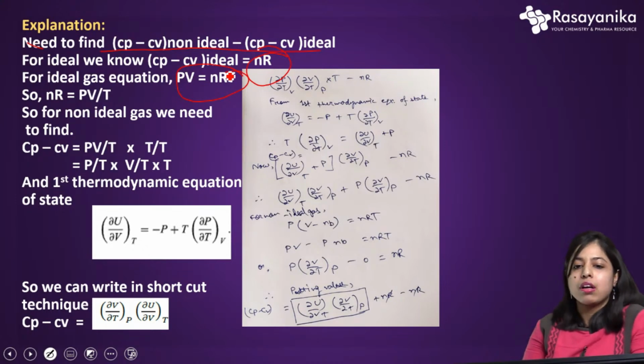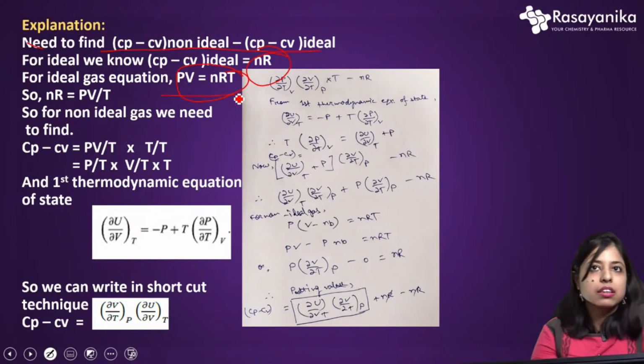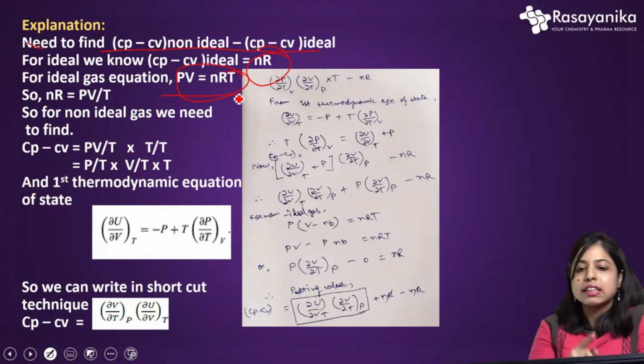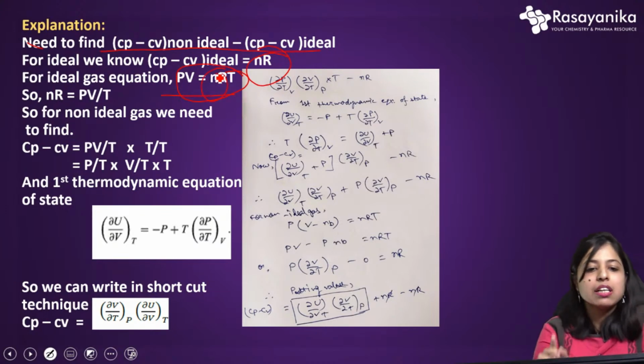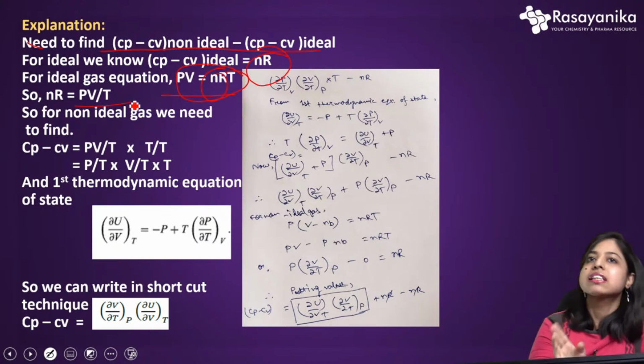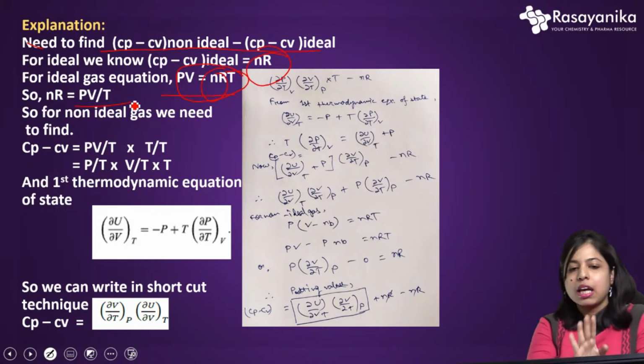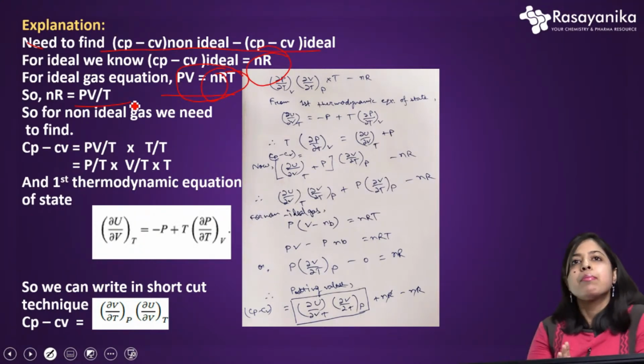So basically, you have PV equals nRT, right? Just do one thing: find the value of nR from this equation, and that is PV by T. Just keep it in your hand. So nR equals PV by T.